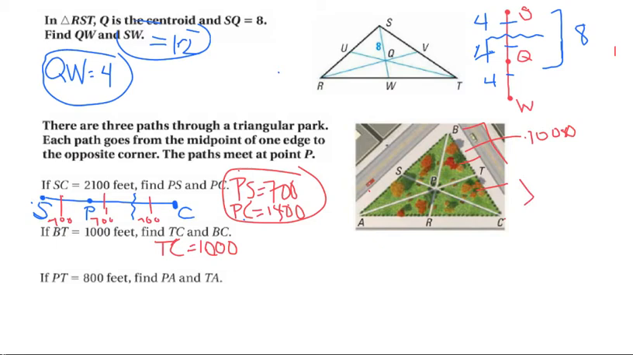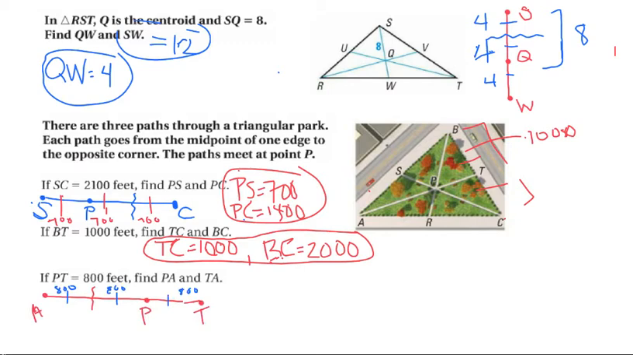This next one will be similar to what I did before for SC equals 2,100, so you need to draw out the segment and divide it up 3 different ways. Since we see that PT is 800, then we know that AP, since it's divided up into 2 different sections, is also 800 each, so that's 1,600 altogether for AP or PA. And then TA, the whole section, would be 800 times 3, so that would be 2,400.